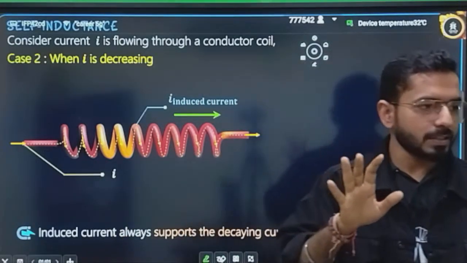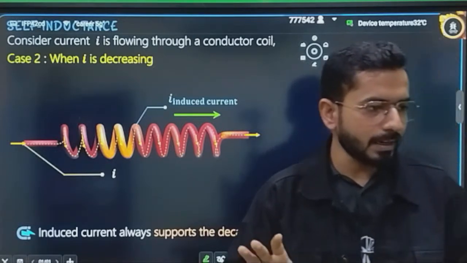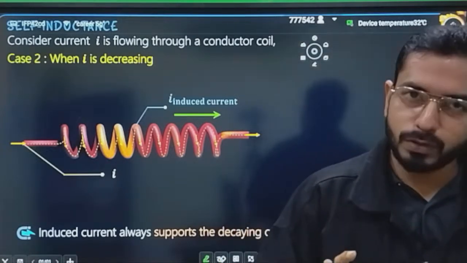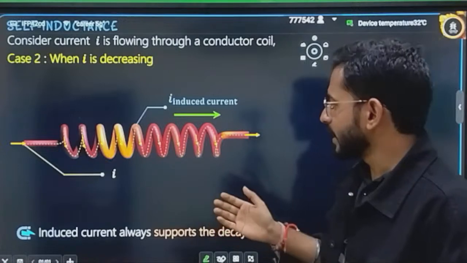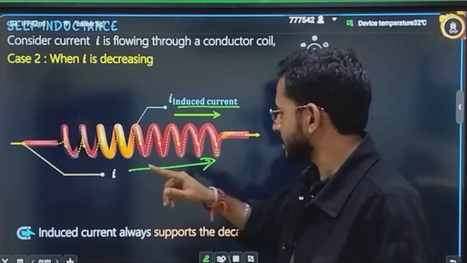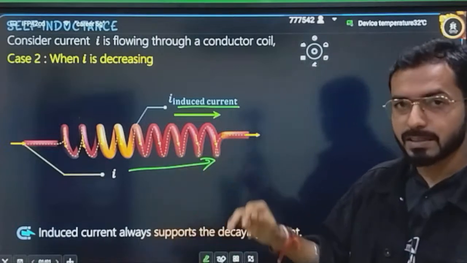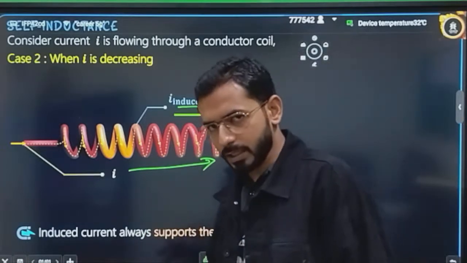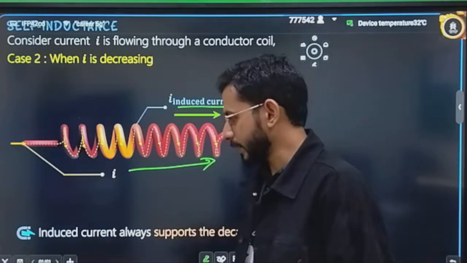Clear? We have discussed this so many times that by now it is mandatory for you to be clear. So the induced current will be induced in such a way that it supports this current. It will try to increase this current, because actually the decrease in current has generated it, so it will always try to increase this current.